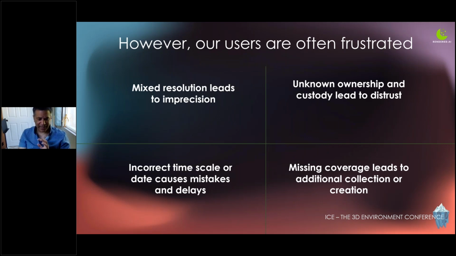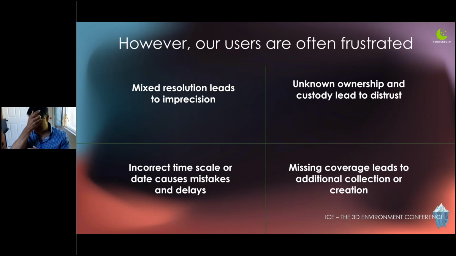They'll collect data and expect different data sets to work together, but mixed resolution leads to imprecision that they want to control for. They may not have the right ownership or chain of custody for data, meaning they can't trust it. The time scale of data might not work for a particular problem set. This is really true in things like construction and urban planning. And then missing coverage leads to additional collection or creation.